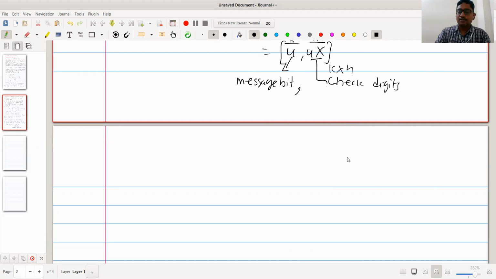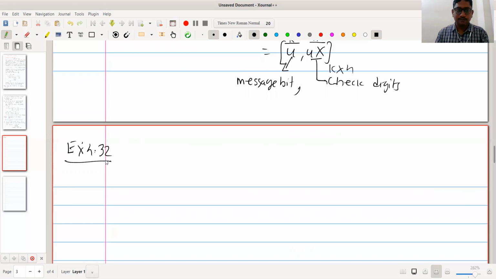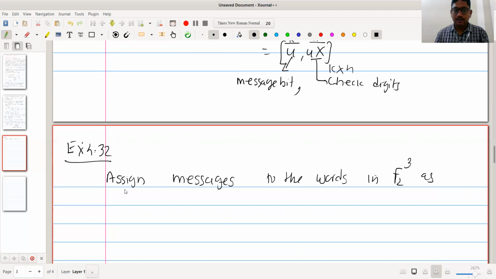So let us have some example for the process of encoding and all. Let us have some example on that. It is from exercise example 4.32 of your textbook, page number 71. So the question is: assign messages to the words in F_2^3 as follows.